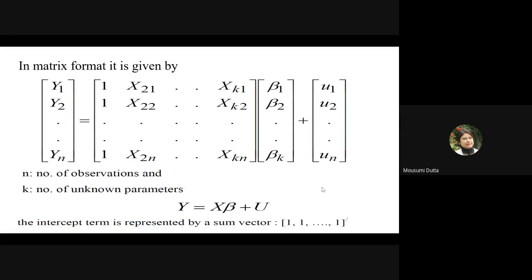Now, I'll bring the notion of rank of matrix.